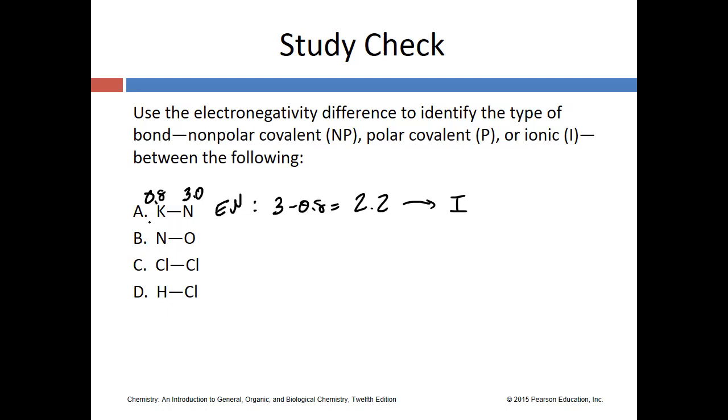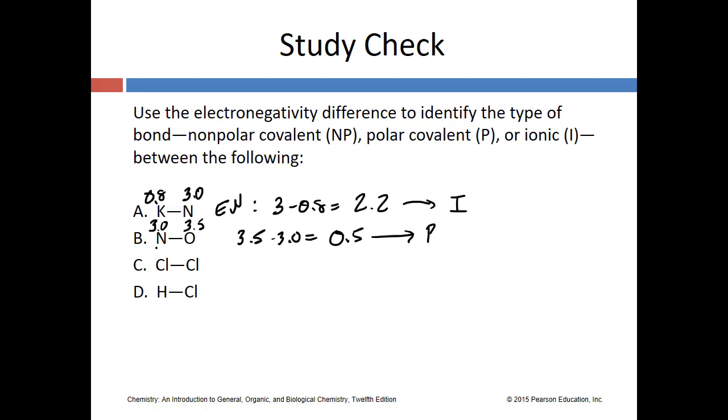For nitrogen, we already did this one, it's 3.0. Oxygen is 3.5. Our difference, 3.5 minus 3, is 0.5. 0.5 is right on that low side of polar. Remember, the cut line there is 0.4, so anything above 0.4 we can consider to be polar.